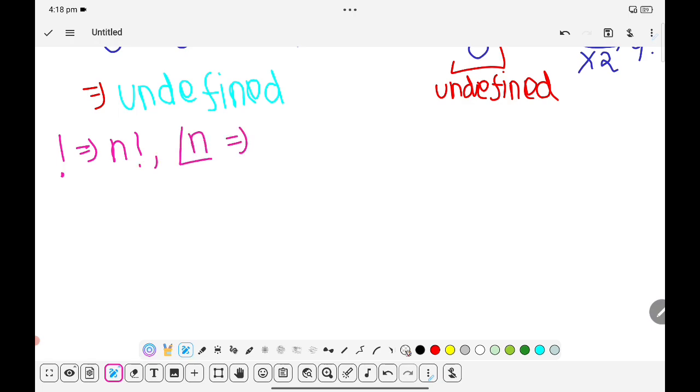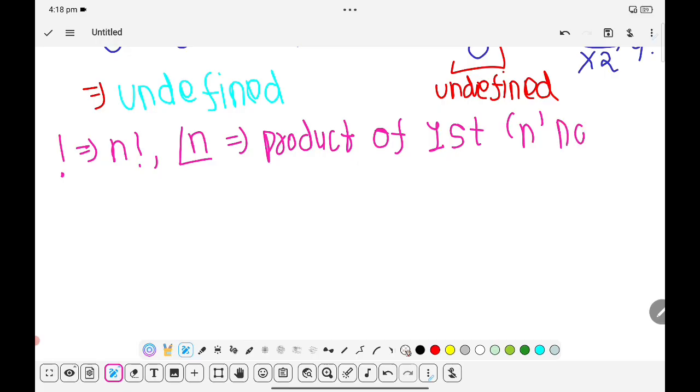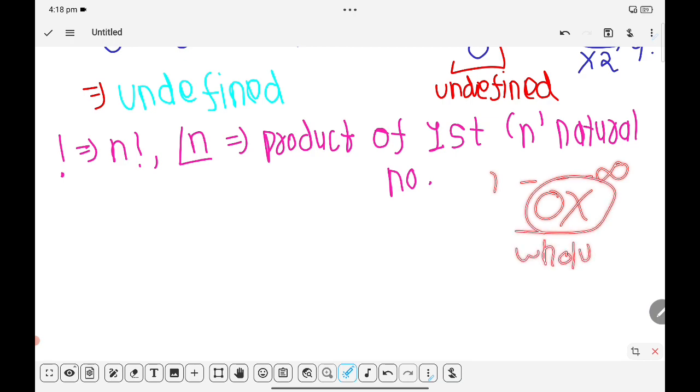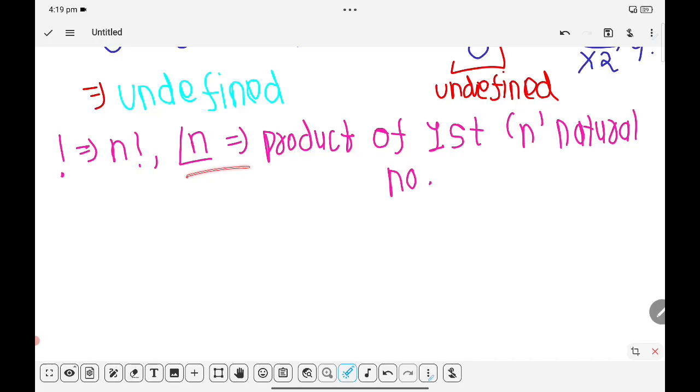Okay, so n factorial, or n!, stands for the product of the first n natural numbers. Now you will ask, what are natural numbers? Natural numbers are all the counting numbers, like 1 to infinity. That does not include 0. 0 comes in whole numbers. Okay. So n factorial means the product of the first n natural numbers.